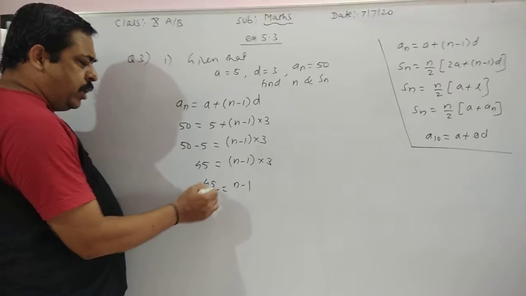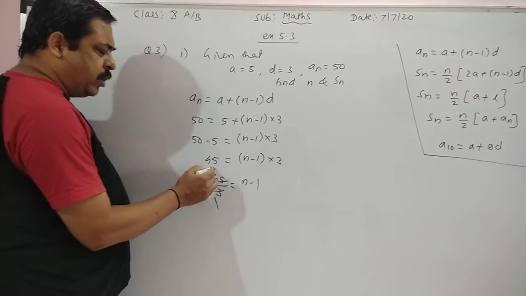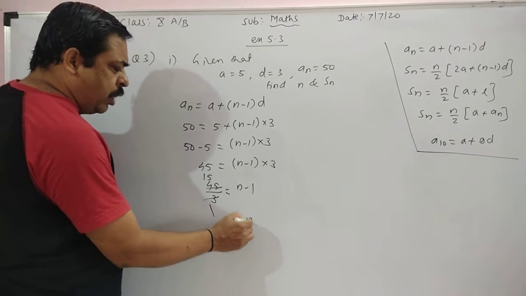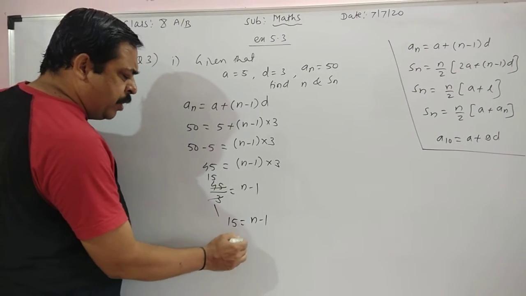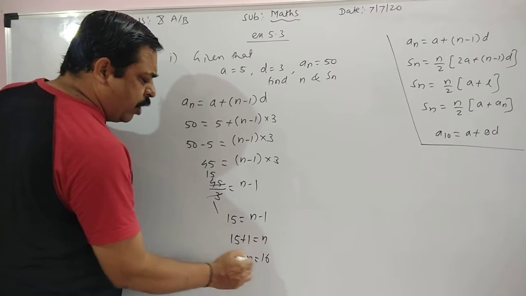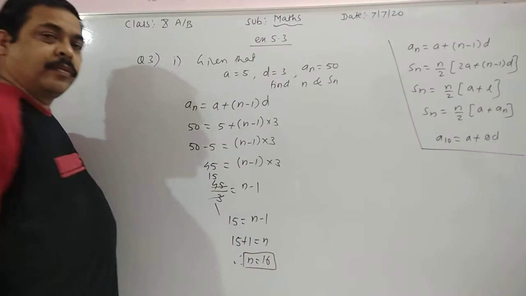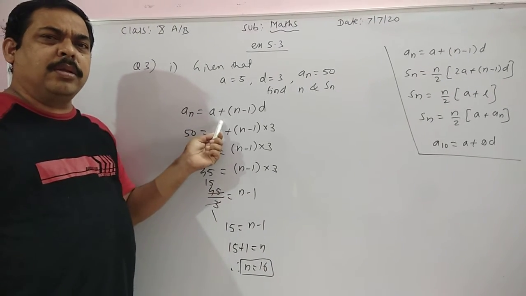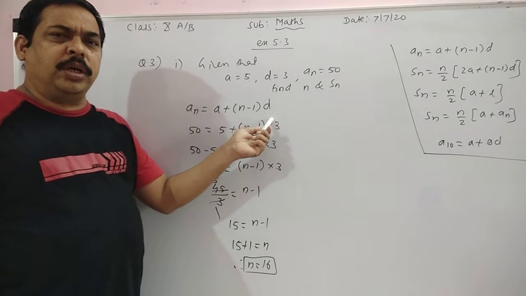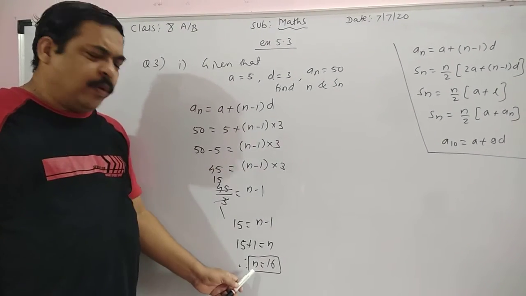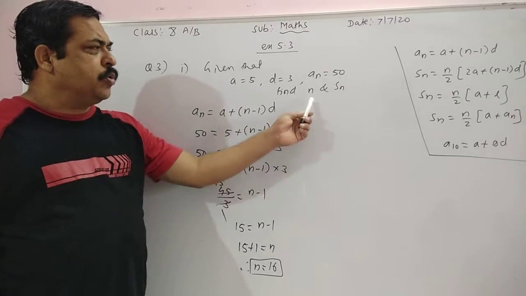3 ones are 3, 3 fives are 15. 15 is equal to N minus 1. 15 plus 1 equal to N. Lastly we get the value of N as 16. By using the formula AN is equal to A plus N minus 1 into D, we substitute the values and after simplifying, we get the value of N is equal to 16.